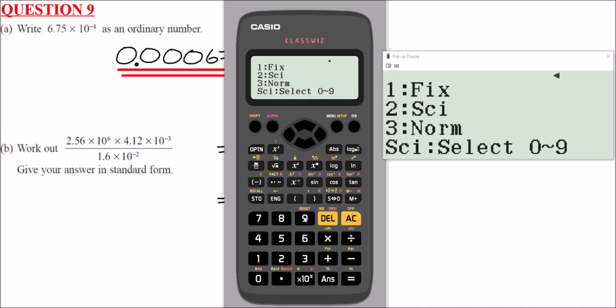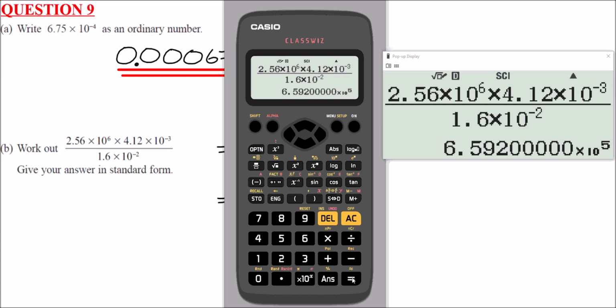So if I press 9, then press equals again, 6.592, forget all the trailing zeros, multiplied by 10 to the power 5. So that's how you can do it on a calculator and check it fairly nicely.